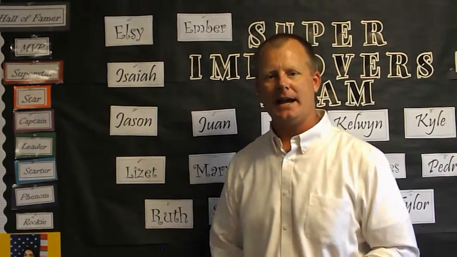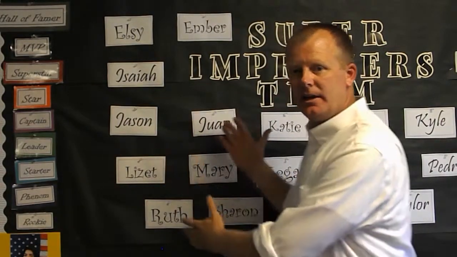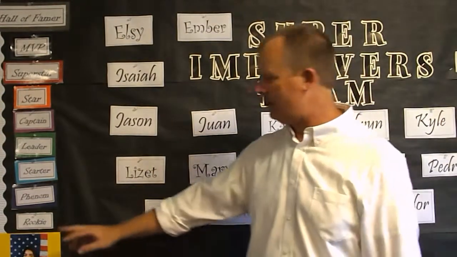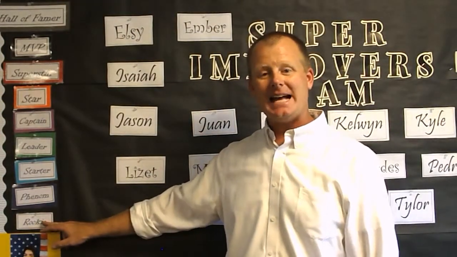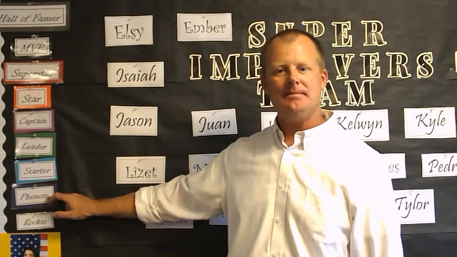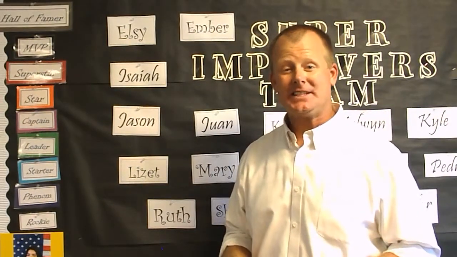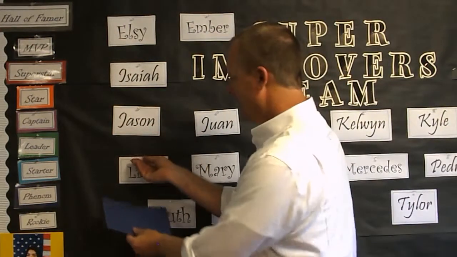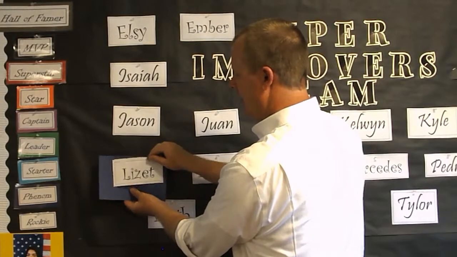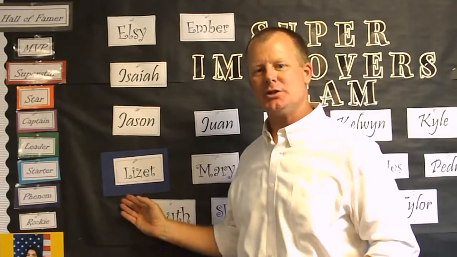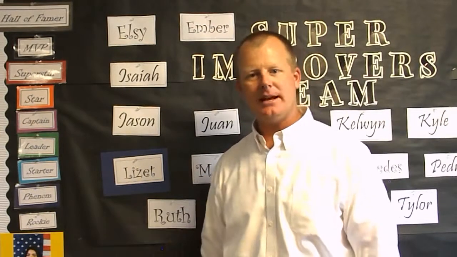So let's take a look at what we have. We have a setup here of kids' names. Every student is on white right now, which is a rookie. As they improve 10 times, they can move up to phenom. Once a student gets to phenom, they simply come up, get this blue piece of paper, and switch it out, and put it under here. And now it shows that this student is at the phenom level.